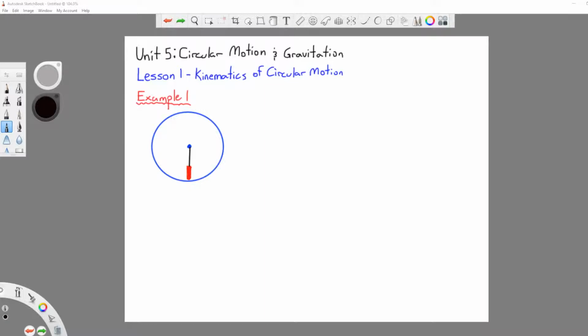So two big topics in this lesson. We're going to be talking about speed and velocity when dealing with circular motion. And we're also going to be talking about centripetal acceleration, which is the acceleration while in a circle, essentially. And in this particular video, we are going to be discussing exclusively the speed and velocity in circular motion aspect, mostly because it leads into the first example problem.